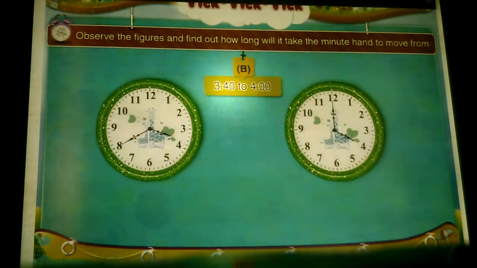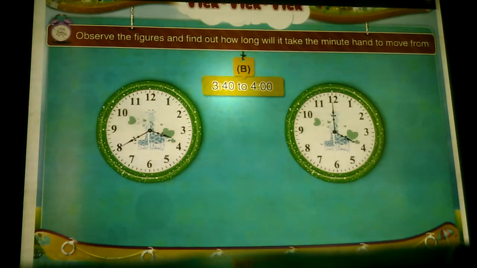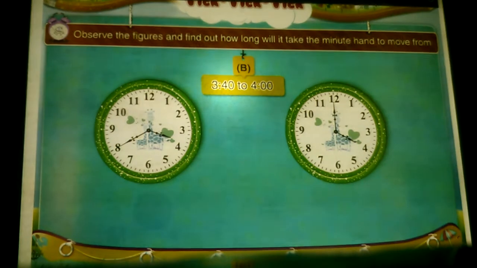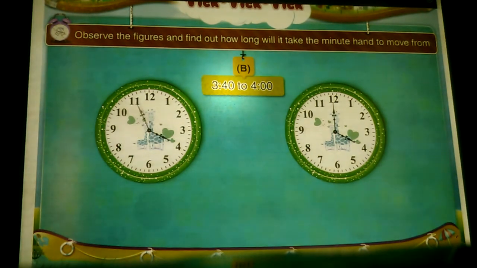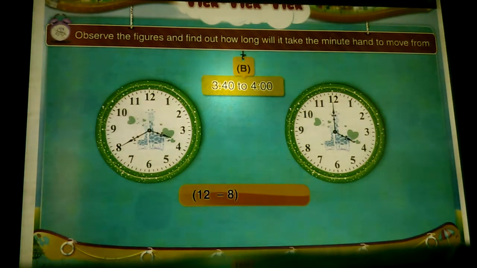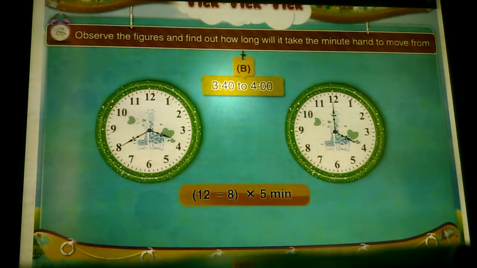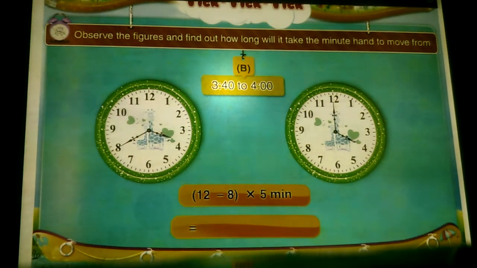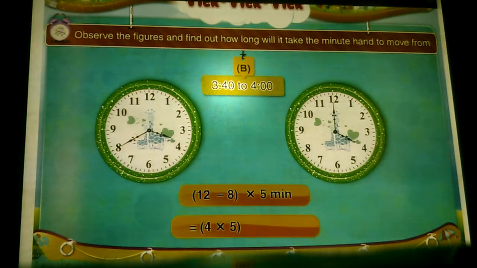B. 3:40 to 4. The minute hand has to move from 8 to 12. It means 12 minus 8 multiplied by 5 minutes, which is equal to 4 multiplied by 5, which is equal to 20 minutes.